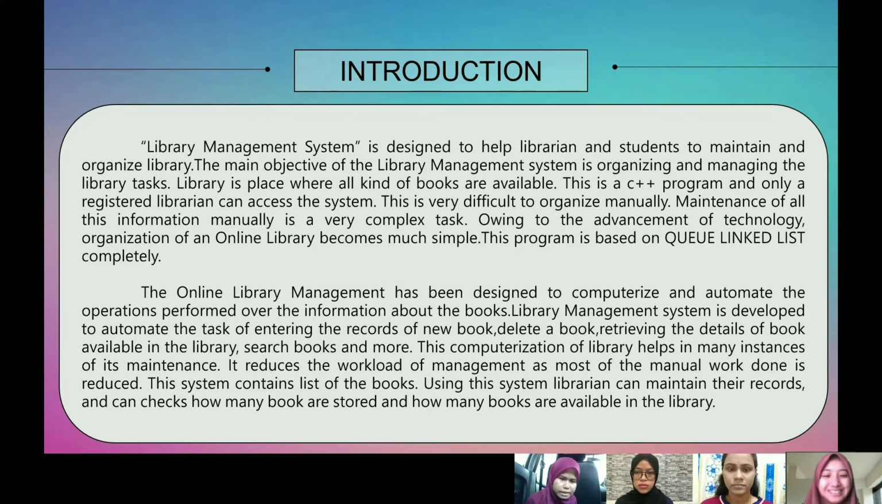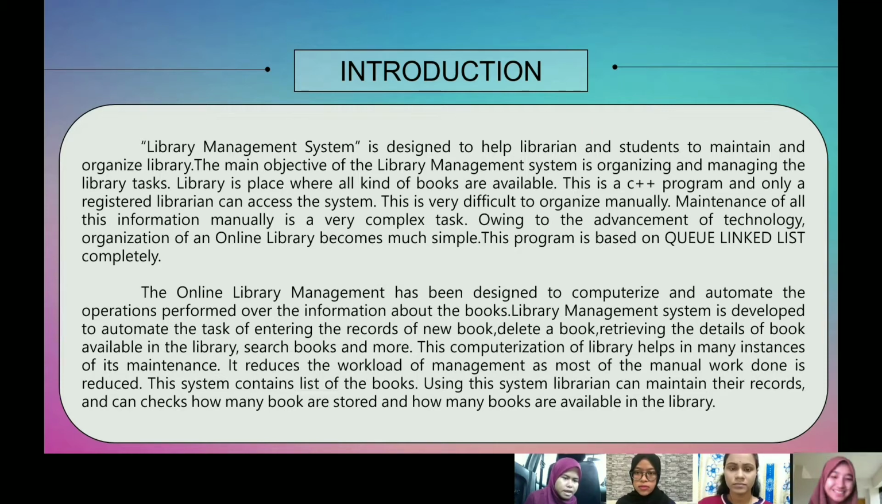This program is based completely on a queue-linked list. The online library management system has been designed to computerize and automate the operations performed over the information about the books. The library management system is developed to automate the task of entering the records of a new book, deleting a book, retrieving the details of the books available in the library, searching books, and more.